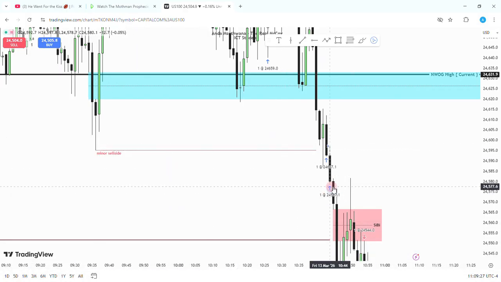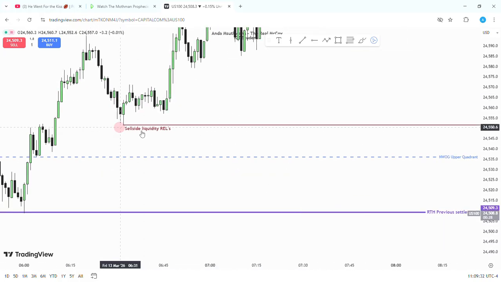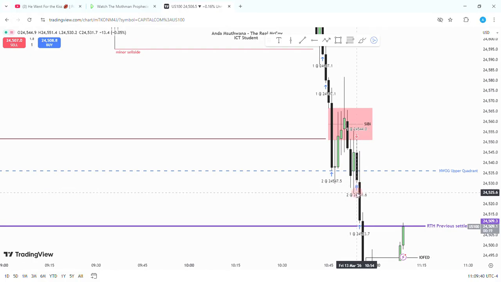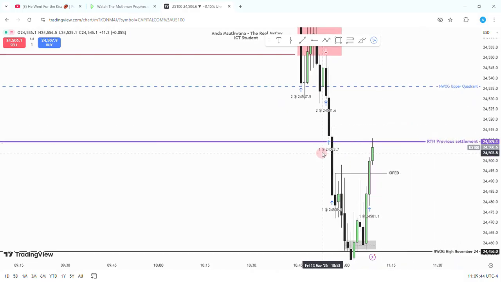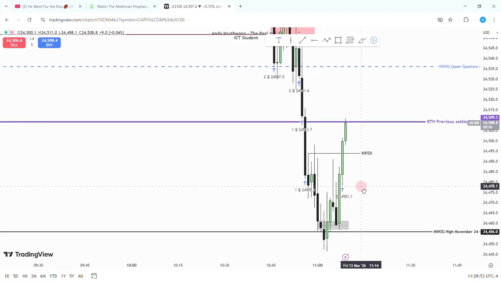That's the sell side liquidity pools. Again, that's the relative equal lows where sell stops were resting below the marketplace, and that's me taking partials below those lows. And again, that's me taking partials for contracts. That's the regular trading previous settlement price. That's me taking partials exactly at that regular trading previous settlement price. And that's me getting stopped out on the trailed stop loss.